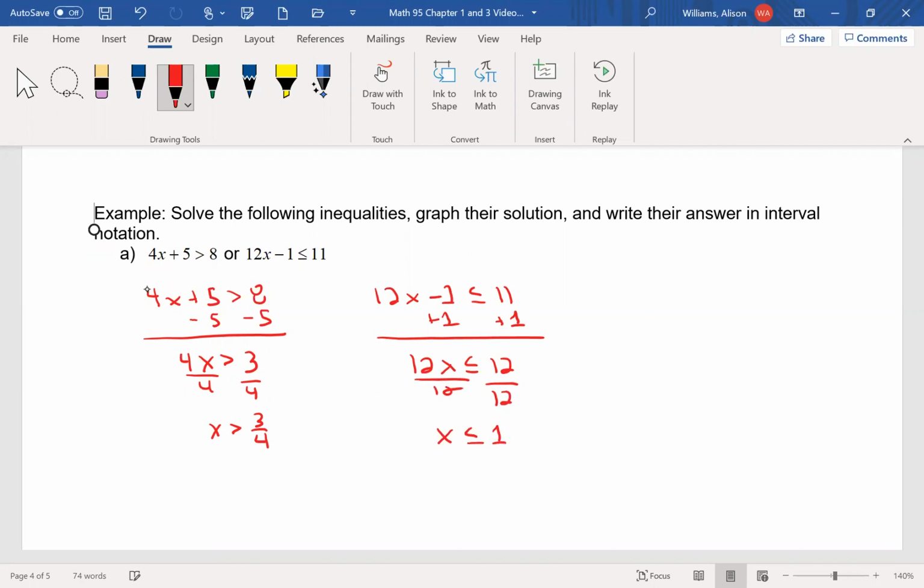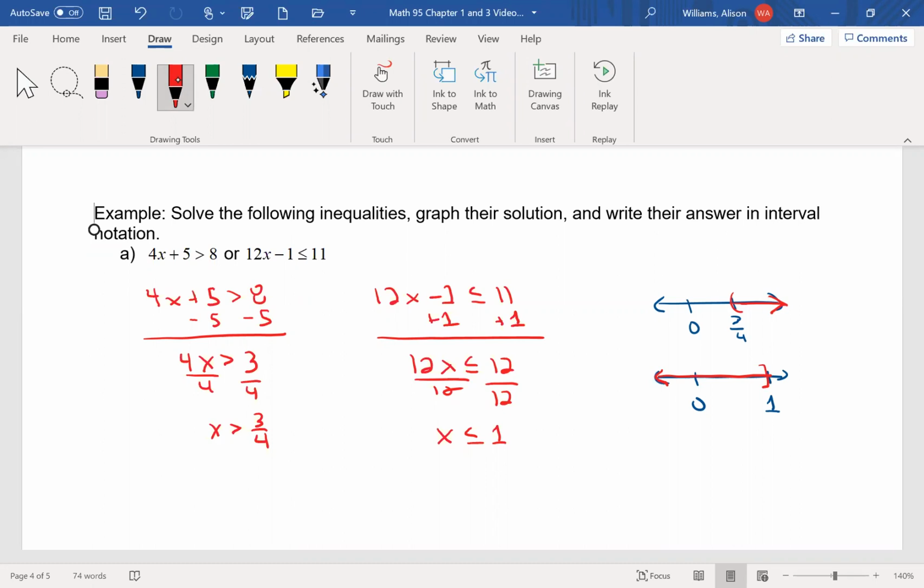Okay, so visually, if I think of these two graphs, x is bigger than 3/4. Let's see, so here's 0. We'll just say this is 3/4. Bigger than 3/4 is going to look like this, going this way. For x is less than or equal to 1, 1 would be just a little bit over from 3/4. It's got a bracket and it's shading the other direction, less than or equal to 1.